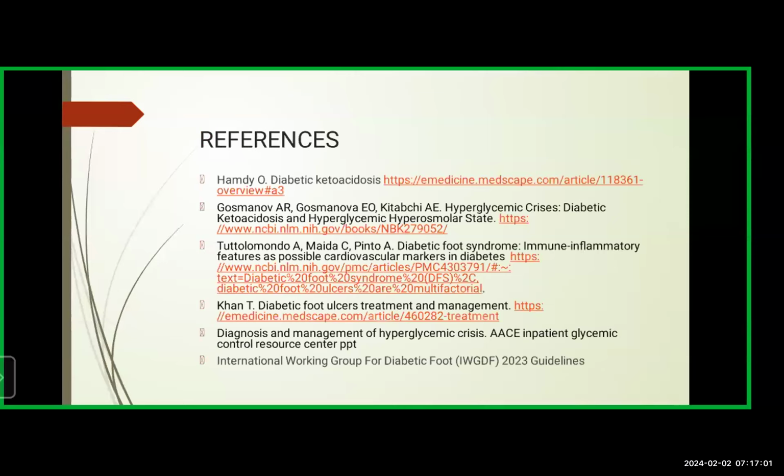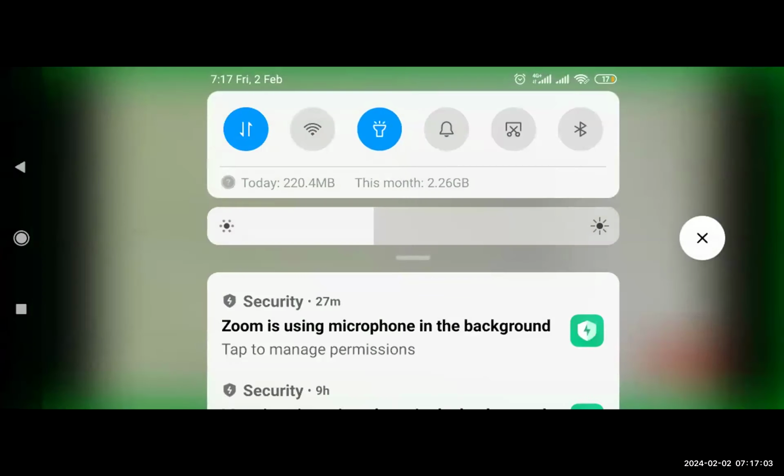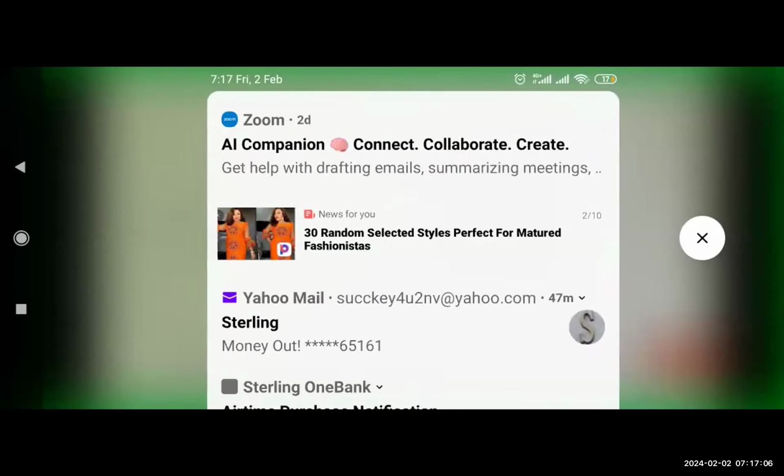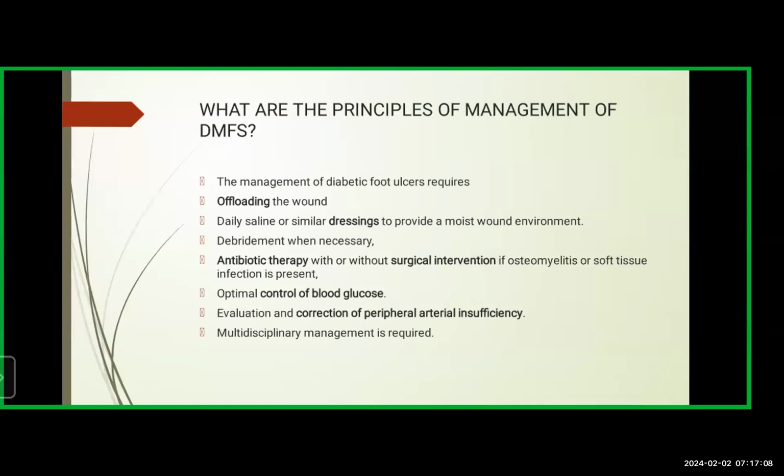So the class is open for comments, contributions, questions. We can raise our hand electronically, or you type in the chat box. Please, let's contribute and let's save time before the next person comes. Any contributions, any clarifications?